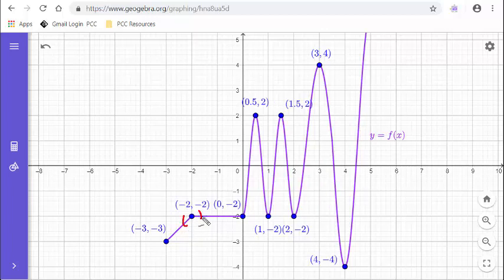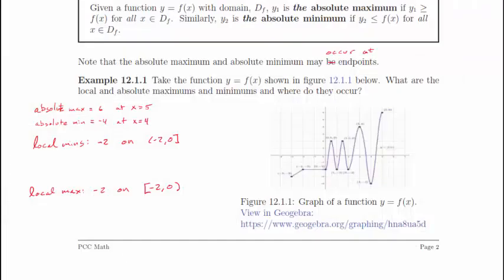And that again occurs because as I look at this, the -2 is the maximum y value around when x is -2. But when I look around x is 0, the -2 is not the largest y value when I try and put an open interval around this. So that's why we have the local max of -2 on this interval where we include -2 but exclude 0.